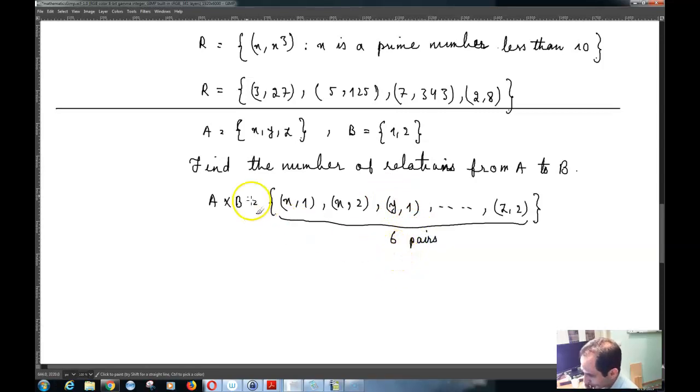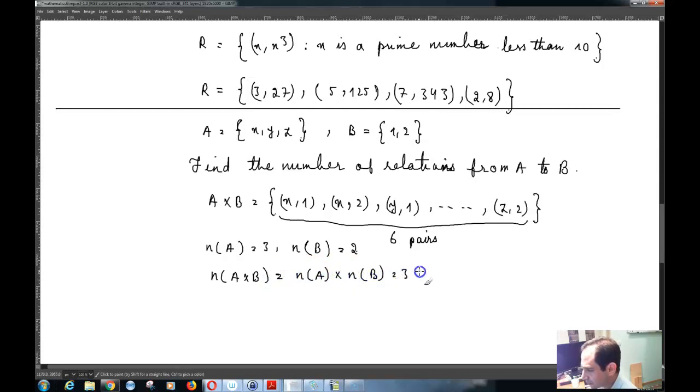And of course, you see over here, n of A is equal to 3, and n of B is equal to 2. Now n of A times B is equal to n of A times n of B, which is equal to 3 times 2, which is equal to 6. The same number over here.